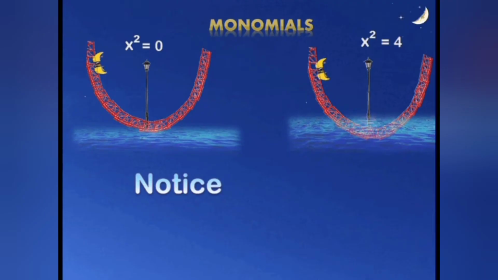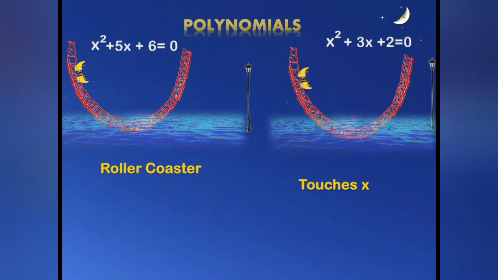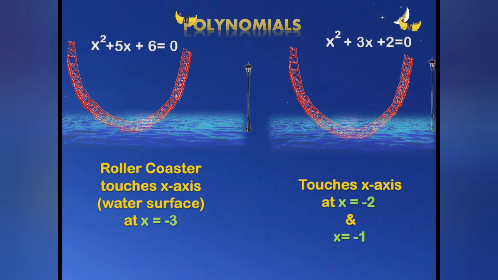Now, a monomial means that there is only one x term raised to 2. Polynomial means there will be more than one x term, in decreasing order of their degrees. Now when you get the solutions of these quadratic equations, for example x square plus 3x plus 2, the solutions are x equals minus 2 and minus 1. These are the 2 points at which the roller coaster touches the water.